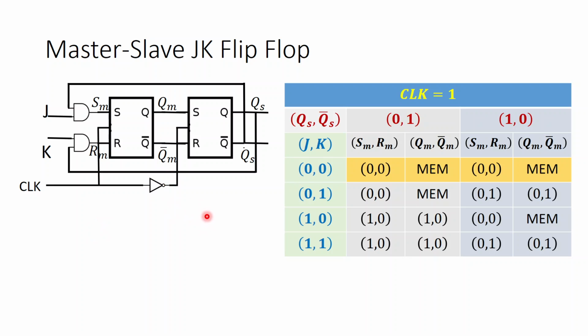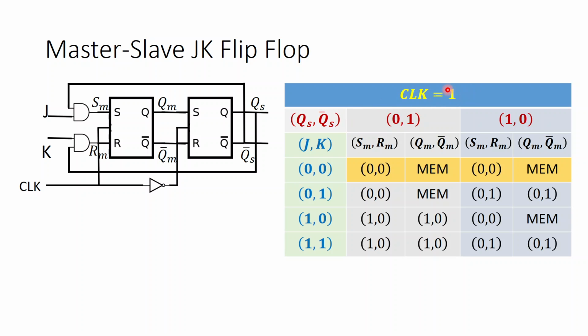So now let us go through the different inputs of J and K and try to see what happens to QM and QM bar. So only QM and QM bar will change. So let us see what changes are there in QM and QM bar. But we also understand that to analyze QM bar, we have to actually assume what QS and QS bar are, because they come and form the SM and RM inputs along with J and K, right? So you see the truth table is divided in this way.